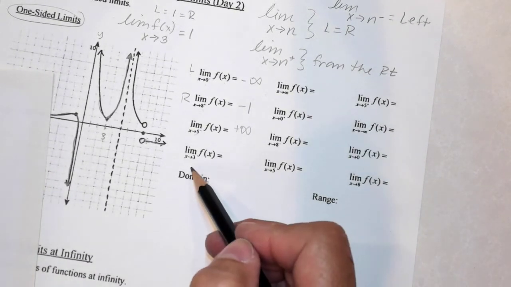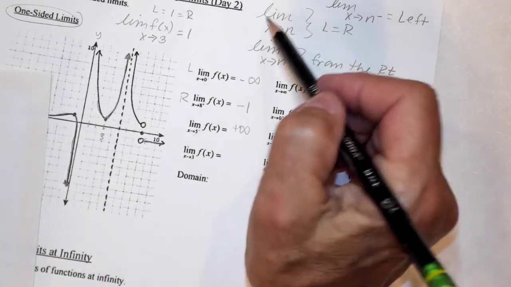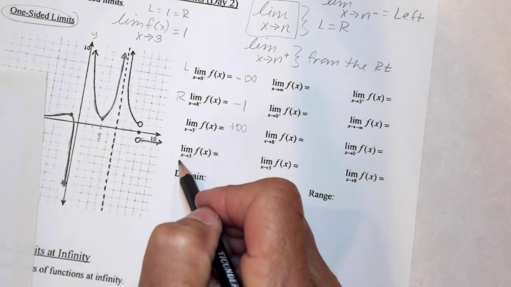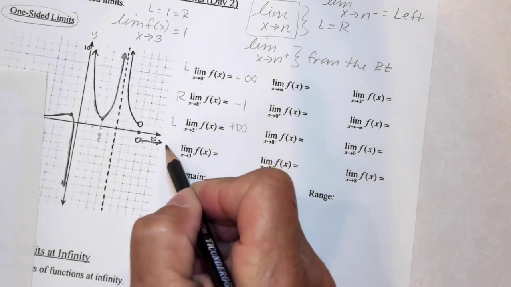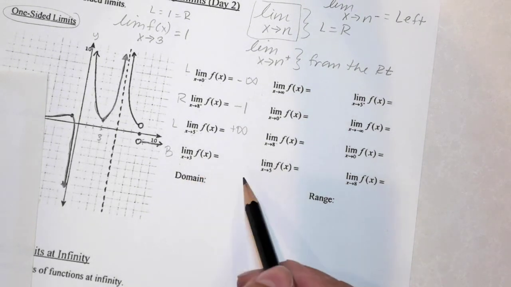So this one says limit as x approaches 3. That's it. So that's the one we did before. That's asking about both sides. This one was from the left, this one's going to be both. So I have to check from the left and the right.